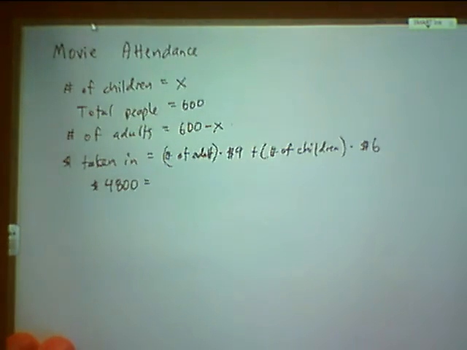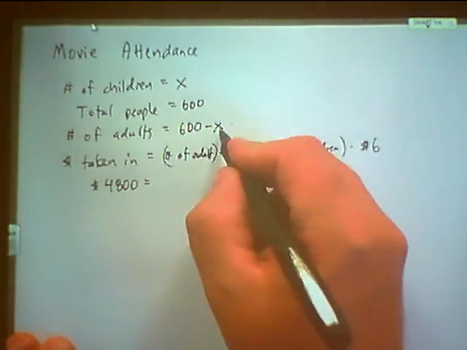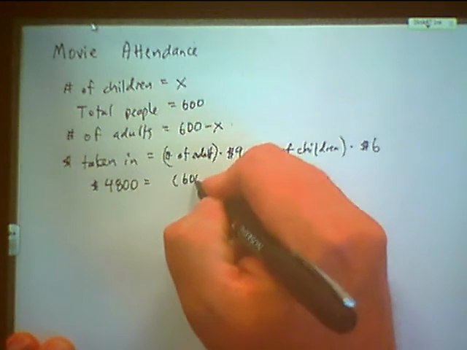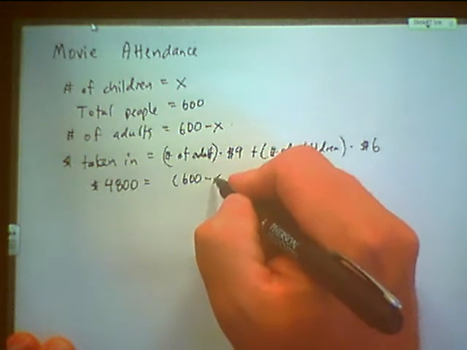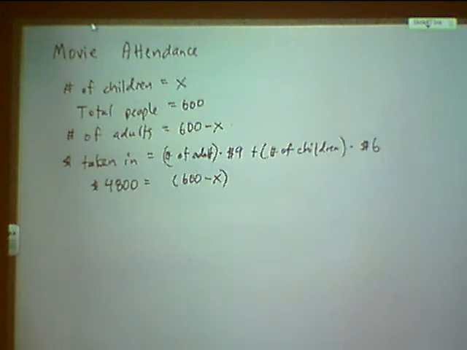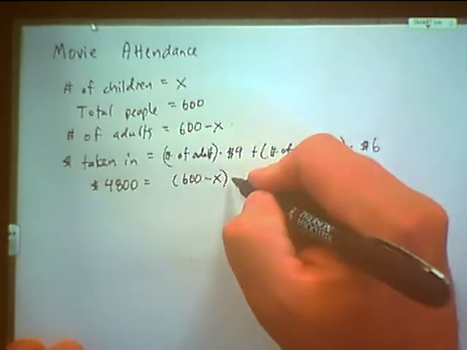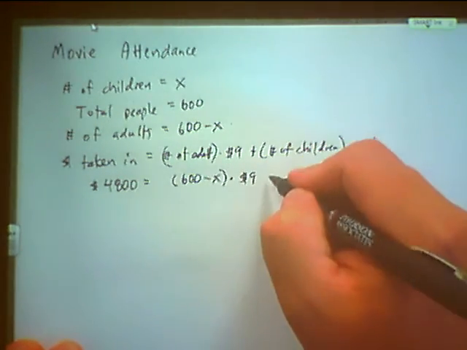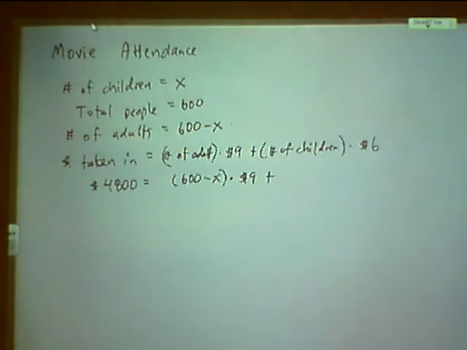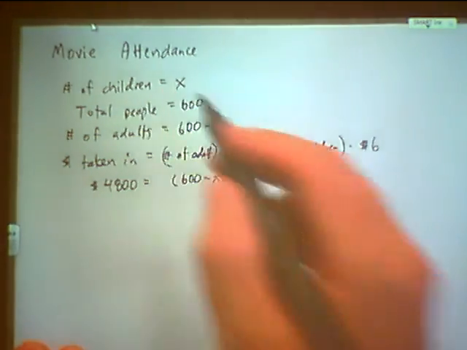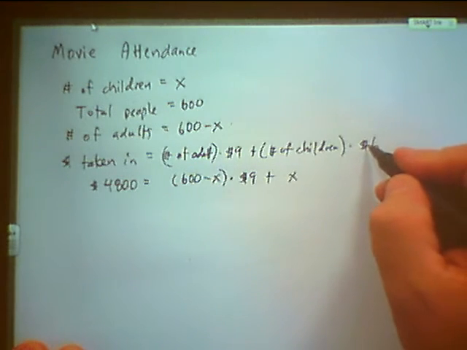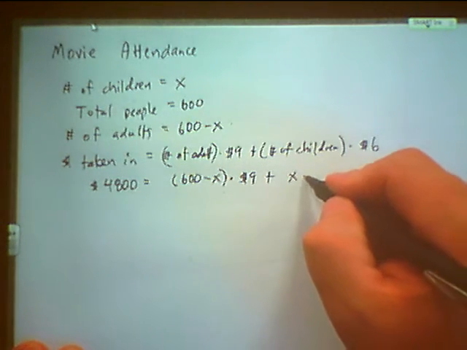What about the number of adults that went? I'm calling that 600 minus x, excuse me. The number of adults that went to the movie was 600 minus x. I'm going to multiply that times the $9, plus the number of children that went to the movie. We defined that to be x. And then the cost of the child's ticket is $6.